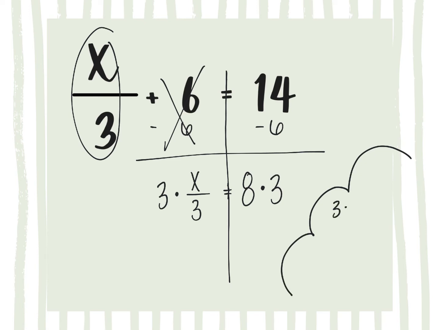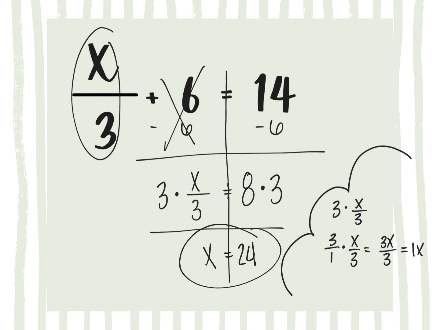So 3 times x over 3 can be rewritten 3 over 1 times x over 3, which would give you 3x over 3. Now, just like before, 3 divided by 3 gives you 1, which leaves me with 1x, or just x. So although this example looks a little different, when we multiply by 3 on both sides, what we have done essentially is gotten ourselves to a 1x. And then on the right side, 8 times 3 is 24.